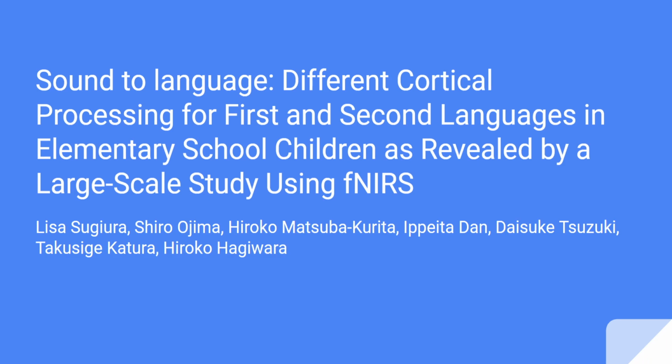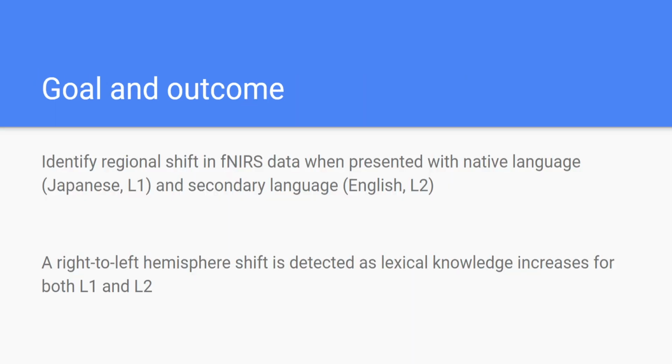In my second paper, Sound to Language, Different Cortical Processing for First and Second Languages in Elementary School Children, as revealed by a large-scale study using fNIRS. So this paper is a bit different. It's not directly brain-computer interaction, and I get into why I'm discussing this in a little bit.